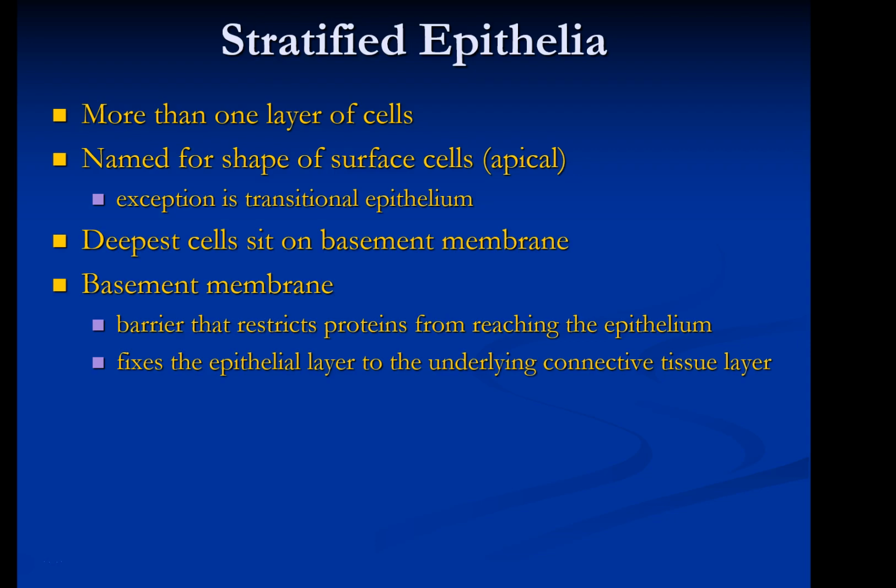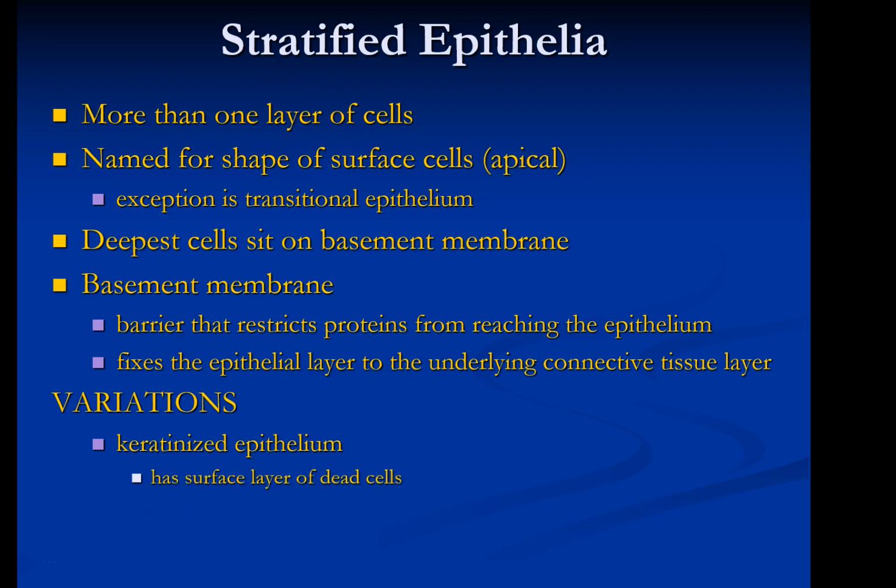Stratified epithelium can have a couple of variations. We can have what's called keratinized epithelium. Keratinized epithelium, the apical layer of cells are dead. Okay? Non-keratinized epithelium, the layer of apical cells is alive. It lacks this keratin, so it lacks the dead cells. Okay? So, inside your cheek, you have non-keratinized epithelium. Outer layer of your skin, you have keratinized epithelium. This layer of cells on the top is dead. Okay? This apical layer of cells is alive.